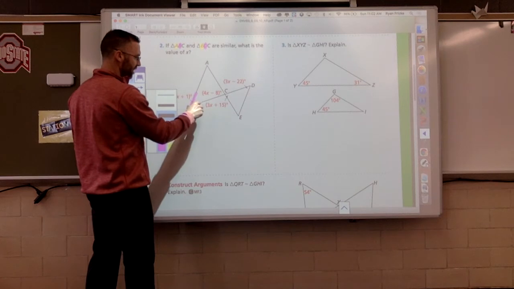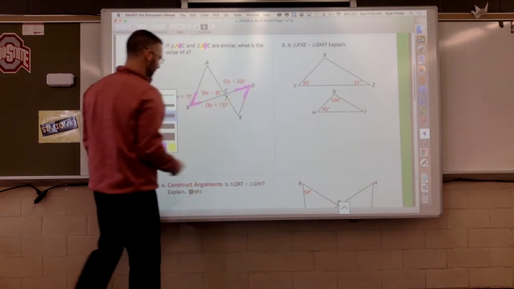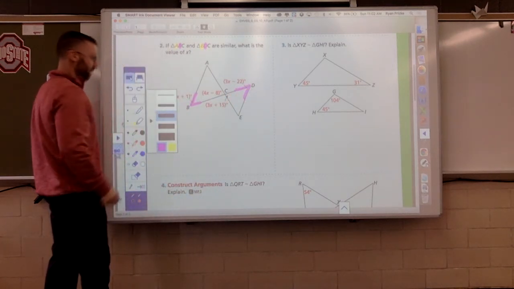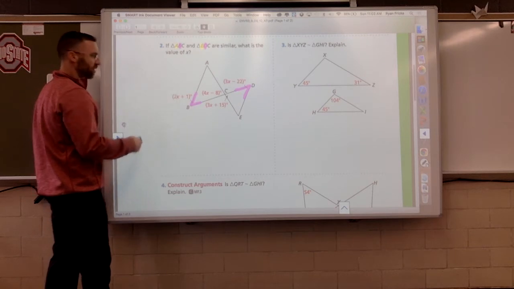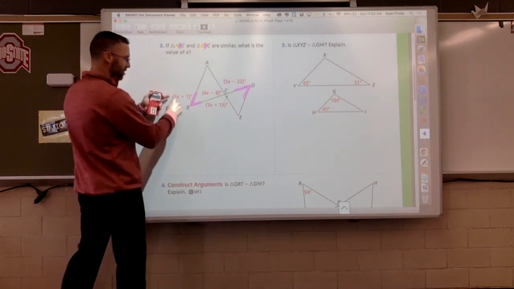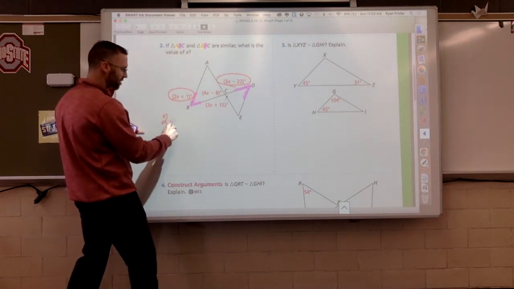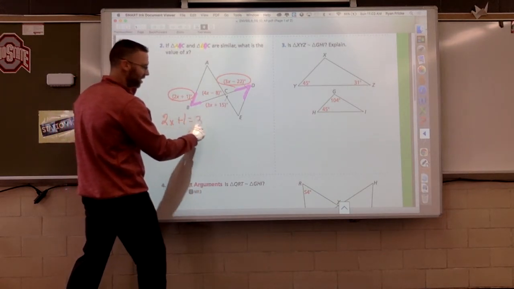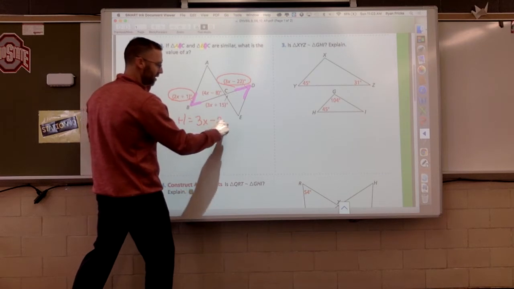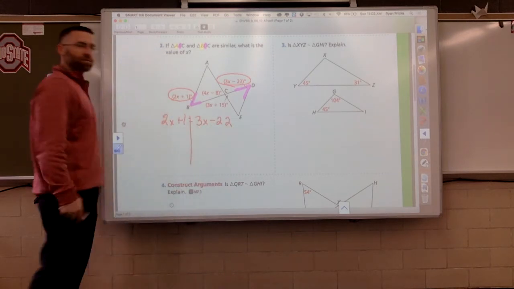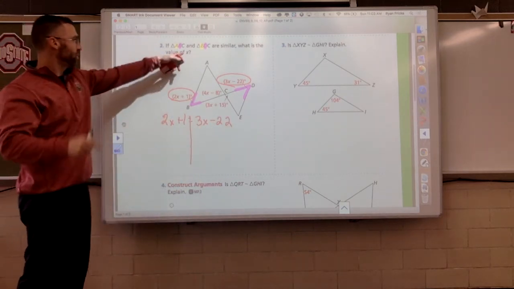Here's angle B, angle D. There's two angles. If they're similar, they're congruent. If they're congruent, they're equal. So let's write an equation that says those two things are equal. Solve it. Find the value of x. That's what we've got to do.